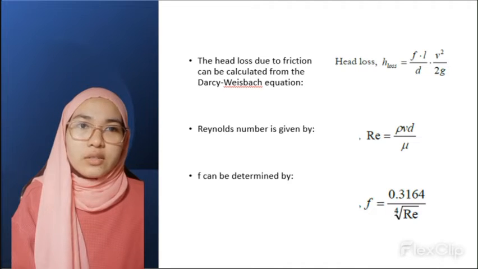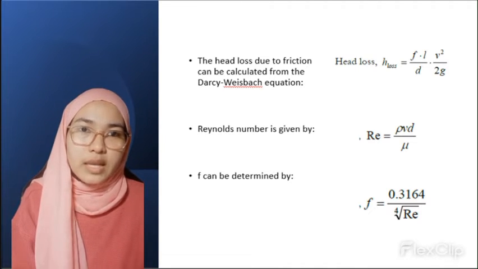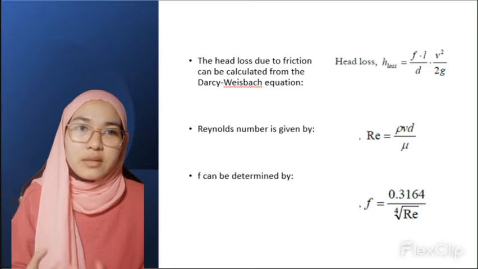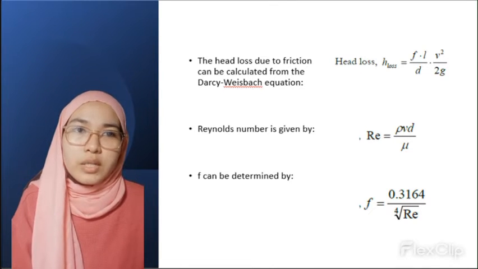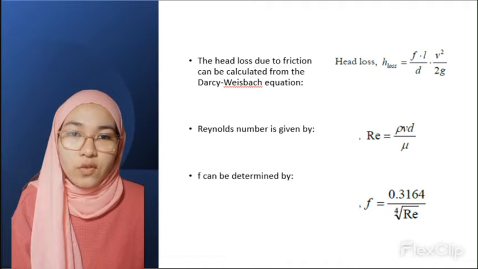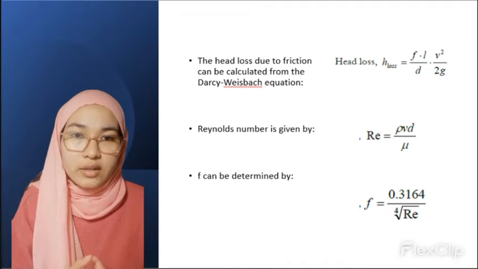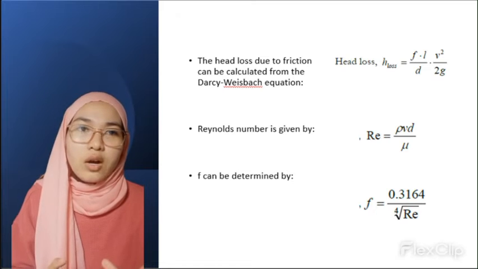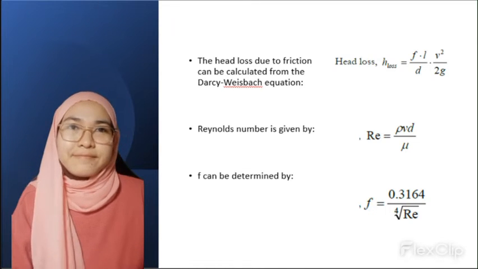The Reynolds number is given by this formula. The next is f, which can be determined by this equation: f equals 0.3164 multiplied by the Reynolds number to the power of negative 0.25.